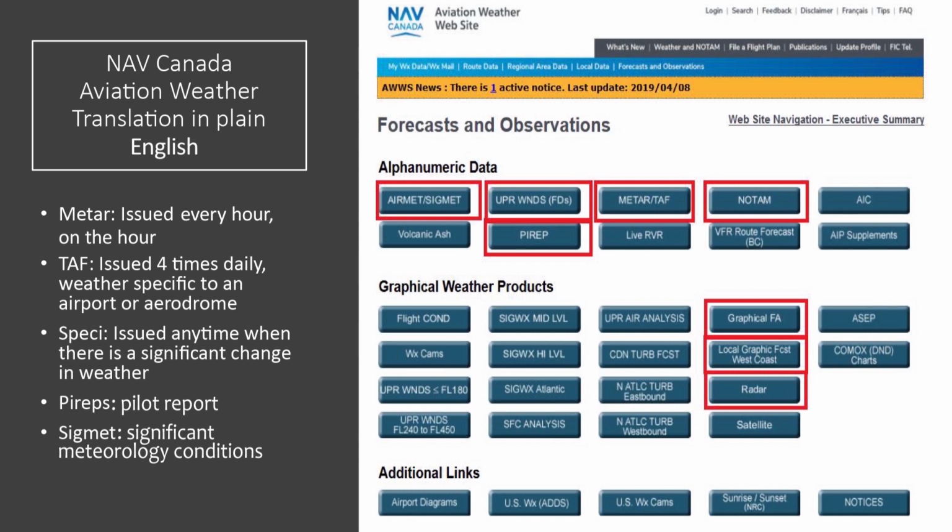Items such as METARs, issued every hour on the hour, TAFs, issued 4 times daily, or GFAs, which cover 7 regions, should be knowledge points committed to memory. You should understand how to read a windsock. Nevertheless, all this is covered in detail with our ground school slides.